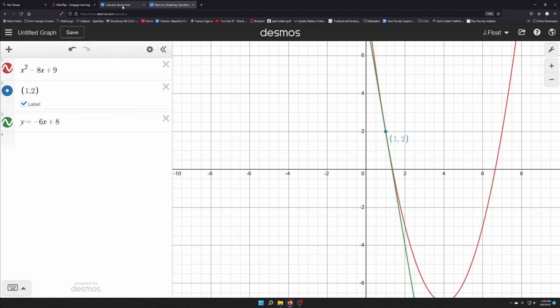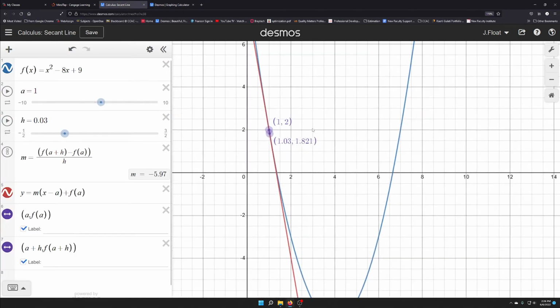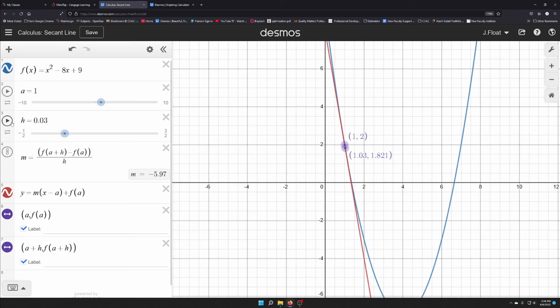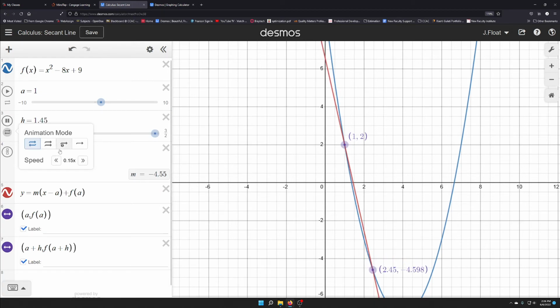And then also I went ahead and this is our secant calculator right here. If I go ahead and hit play, you can see that our slope is changing. Right now it's getting less negative, -5. Then it might also get down to like -4. I'm just going to go all the way down there. Let me see if I can speed you up a little bit.